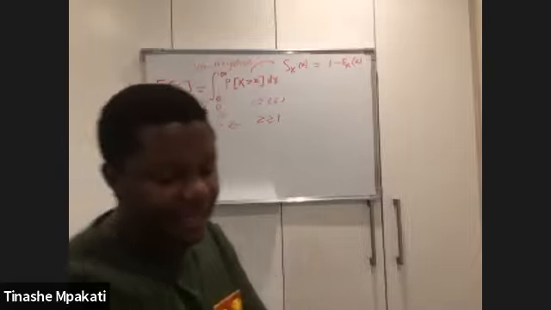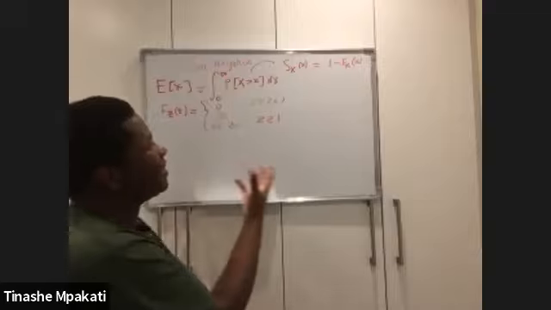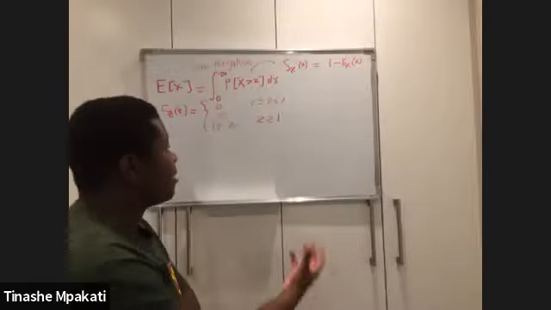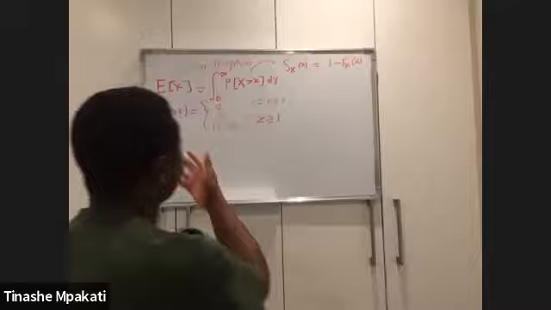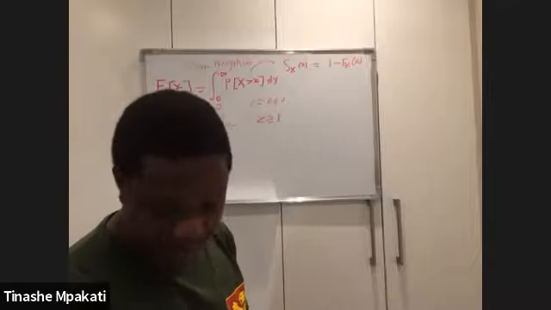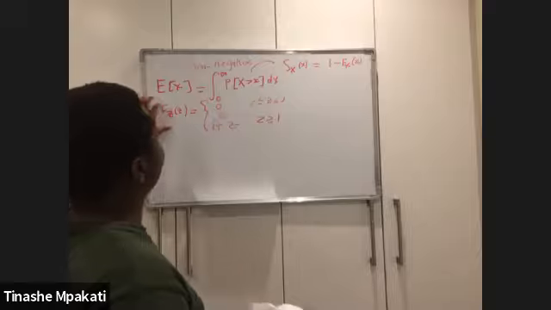In this case, if you wanted to use other methods like from first year, you first need to find your PDF, and then you integrate while multiplying with x. But if you're going to use the Darth Vader method, you already have your CDF, so you can quickly get your survival function.